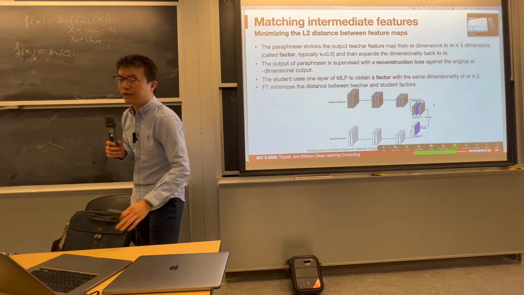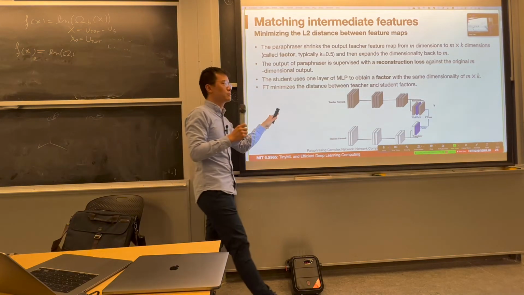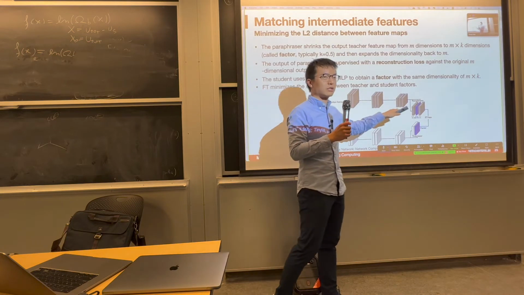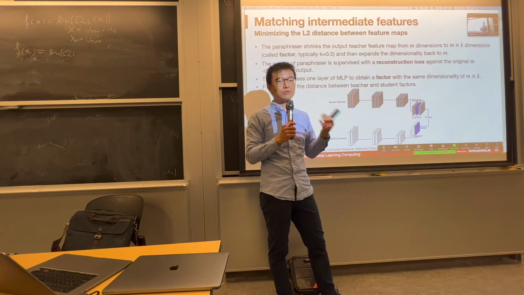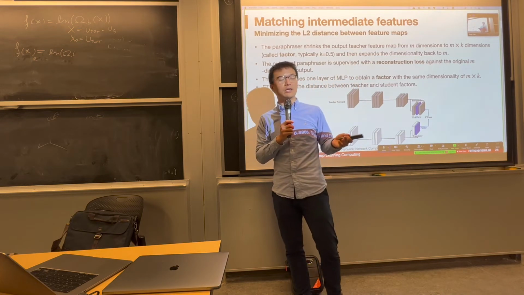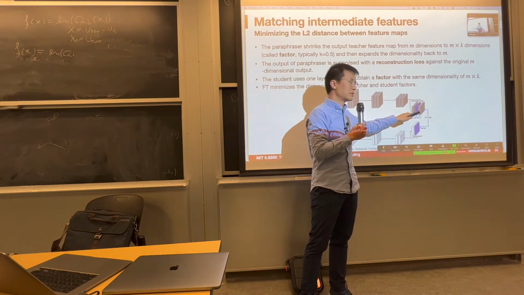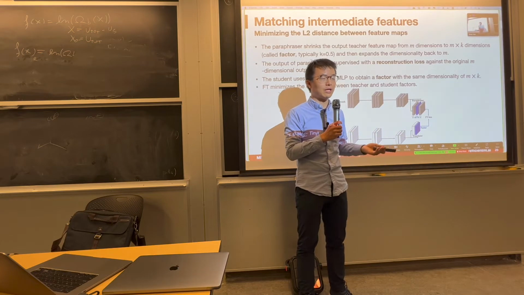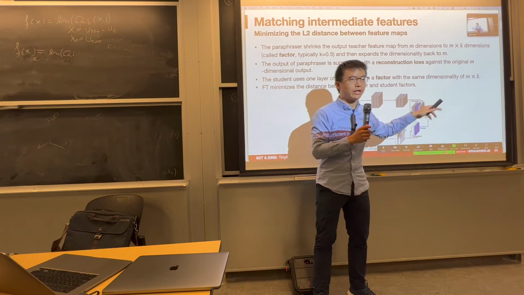Actually, there are different ways, right? This just gives you some insight into how you can do these complicated transformations. You can also do some simple matching, right? For example, you can just use one linear layer to project the teacher model to the same dimension as the student model and directly match them, rather than using this complicated autoencoder.